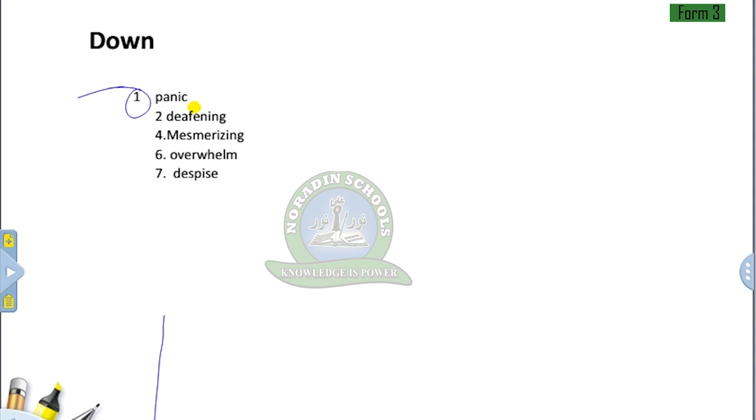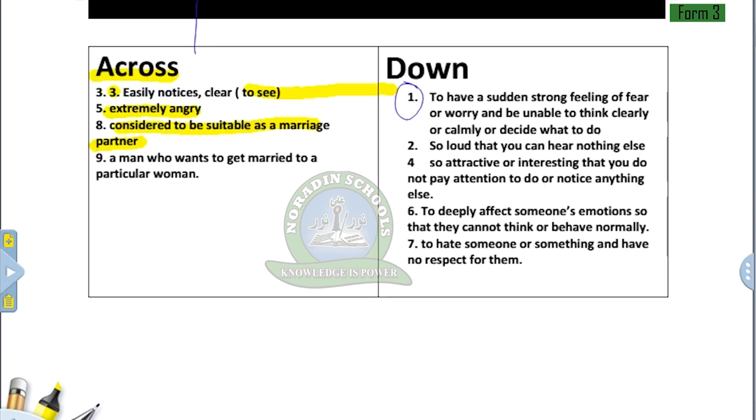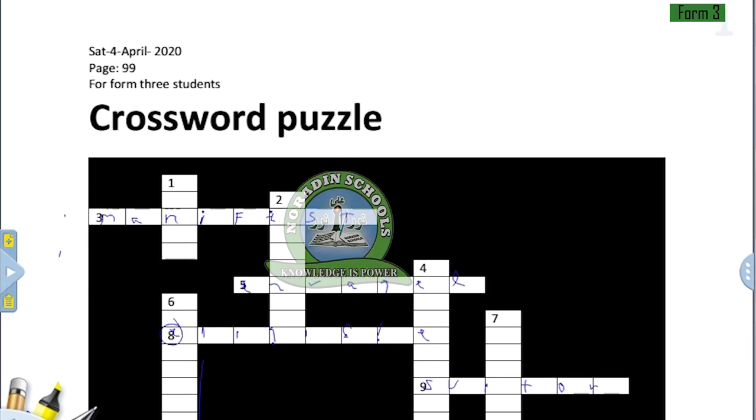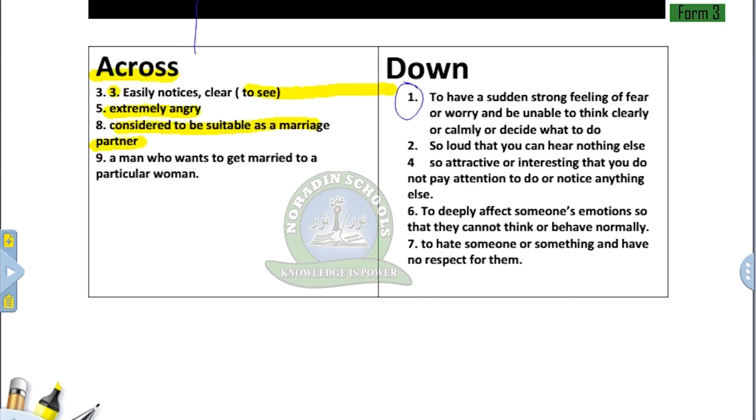Let's go back to the crossword puzzle. Panic, was it number 1? Yes, we got number 1 here. We already have the letter N right here. P, and then A, we already have N here, and then I, and then C. Panic, right? Panic. You see, my dear? I hope this must be the first answer of the across part. MashaAllah.